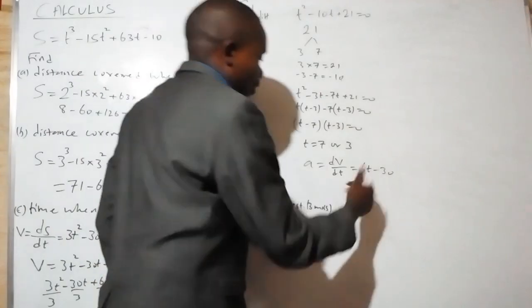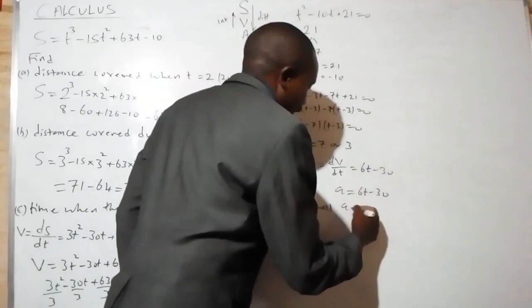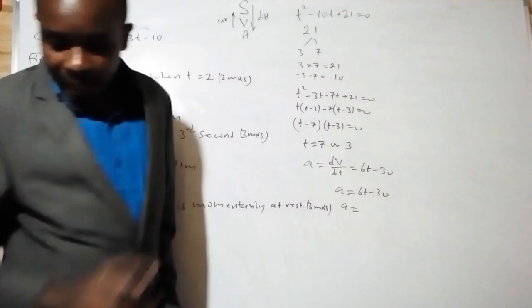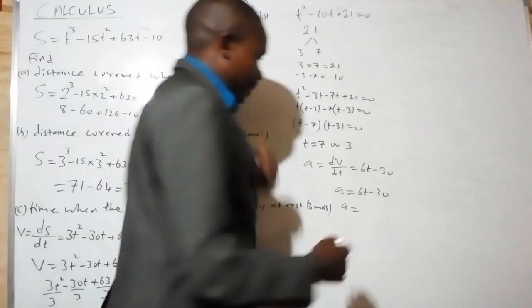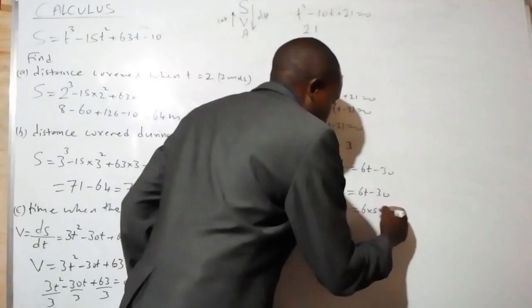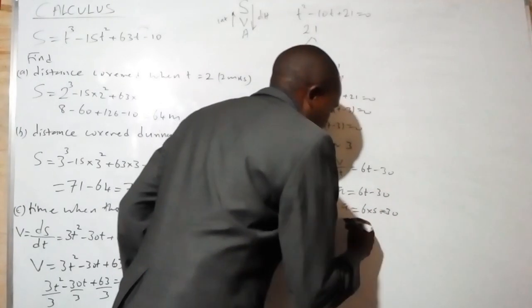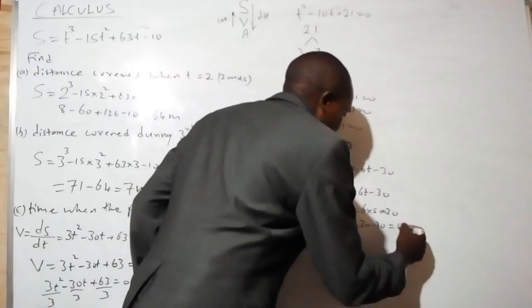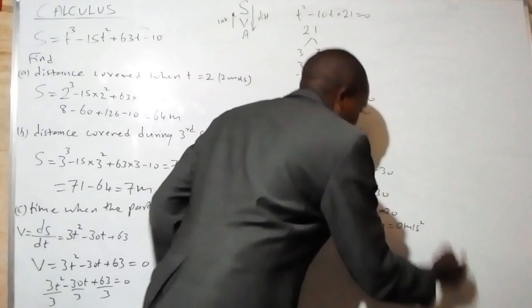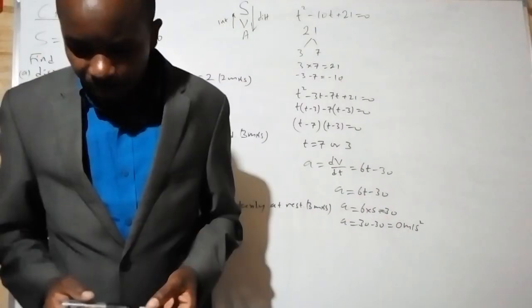a is equal to 6t minus 30, and you've been told to find the acceleration when t is equal to 5. So 6 times 5 minus 30. The acceleration will be 30 minus 30, which is equal to 0 meters per second squared. 10 marks. That's how you're supposed to handle that question.